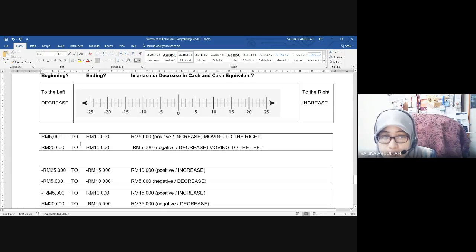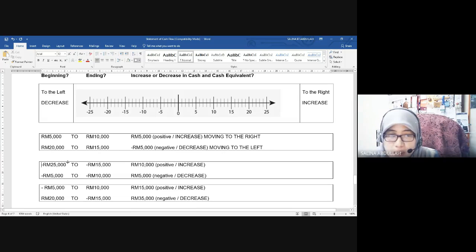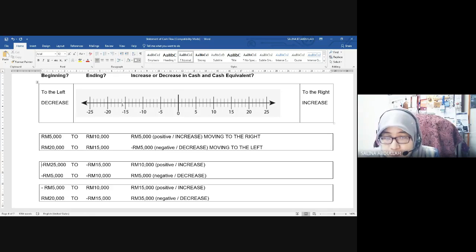Okay, this is if the amount is positive. How about if the amount is both negative? If both negative, the principle is quite similar. If it is negative 25, you can see in this diagram negative 25, and then it moved to negative 15,000 at the end. So negative 25 is the cash and cash equivalent at the beginning. Negative 15,000 is cash and cash equivalent at the end. So it moved to the right. If it is moved to the right, it is an increase.